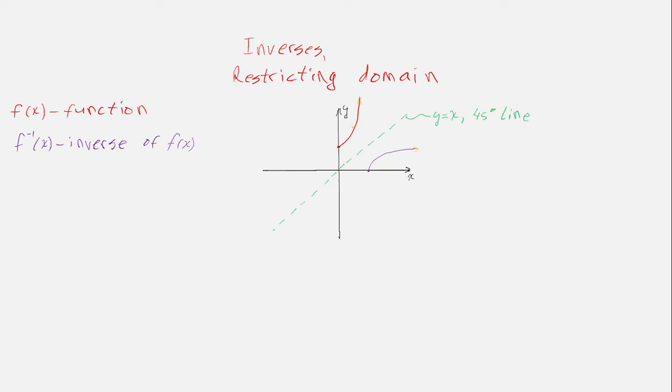Okay, so now these two graphs are both functions. They're inverses of each other. So that means the red function is so-called one-to-one, because the inverse of it is also a function.